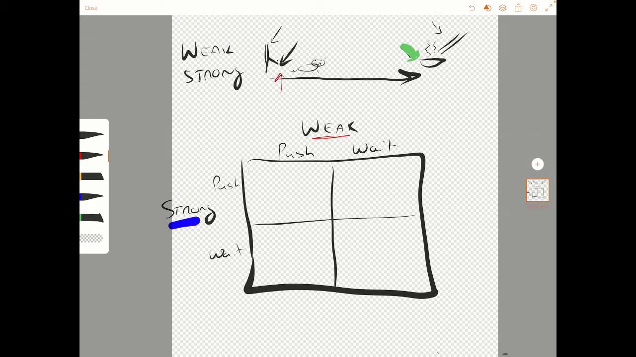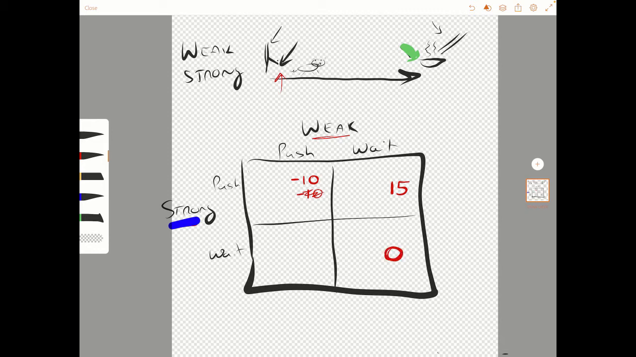Let's say they both push. If they both push, that means they're up here on this end. They exert effort to run and get the food, but the strong pig gets to the food first, knocks the weak pig out of the way, and the weak pig doesn't eat. That means that the weak pig gets a payoff of -10. If the strong pig pushes and the weak pig waits, though, the weak pig doesn't have to run. They can eat some of the food before the strong pig gets there, and so the weak pig will get a payoff of 15.